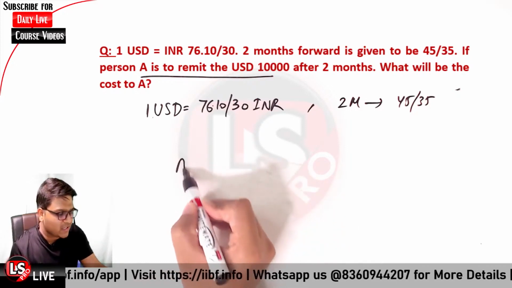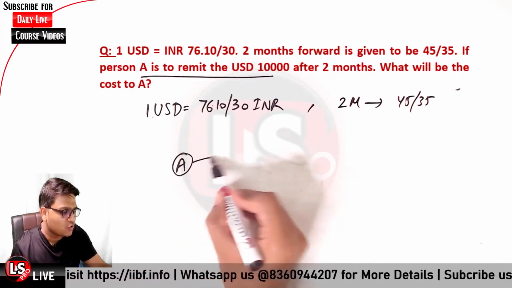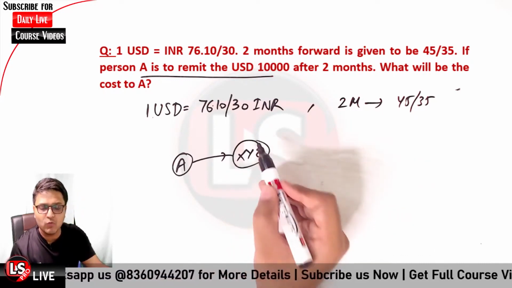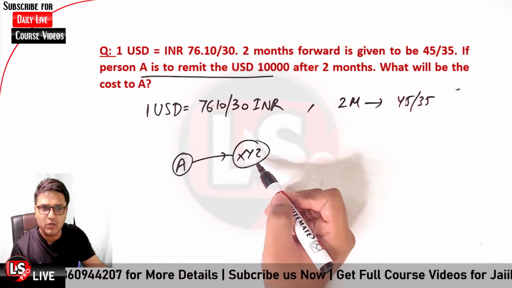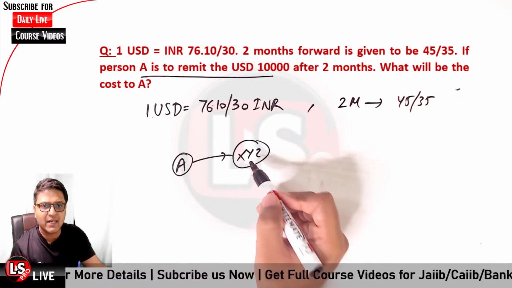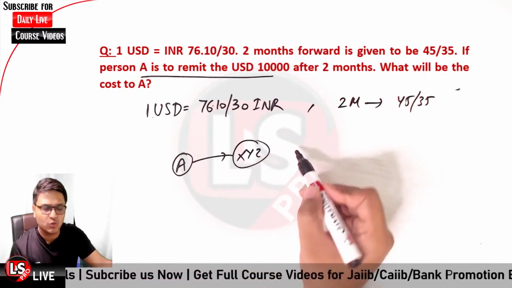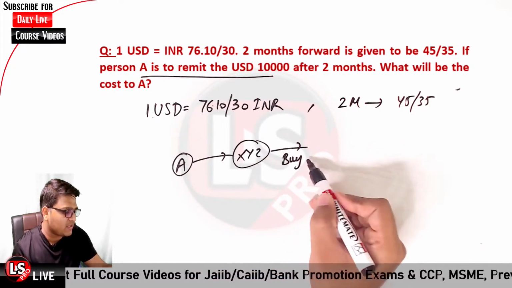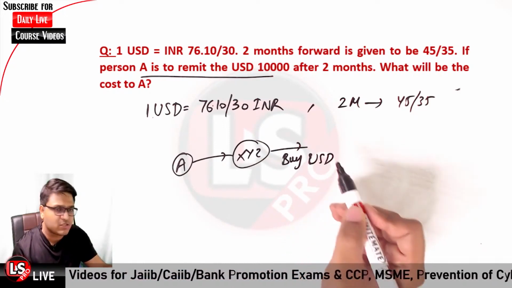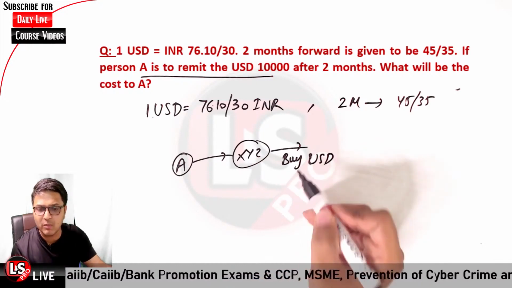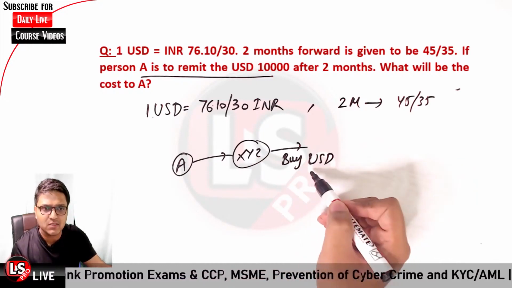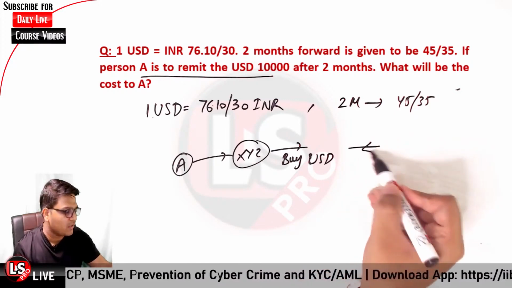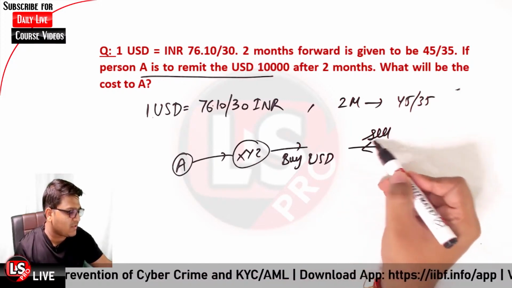The condition is like that: A wants to remit the USDs. So A went to the bank and said that he wants to remit the USDs. In that case, first of all, the bank has to purchase the USDs from the market. So the bank is to buy USD, because they want to remit the USD. If they want to remit the USD, first of all, they have to buy the USDs. Now the USDs can be bought at what quote? At the selling quote, the quote where the market is ready to sell.